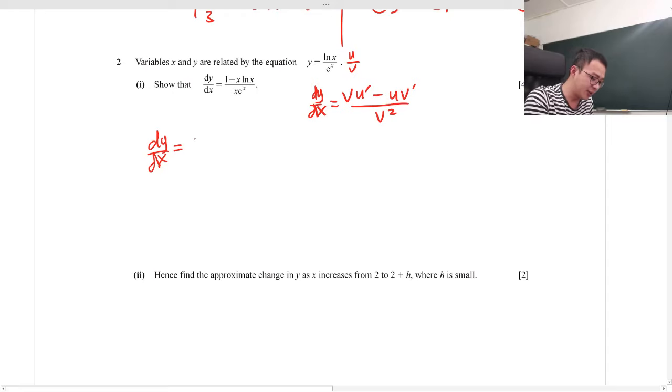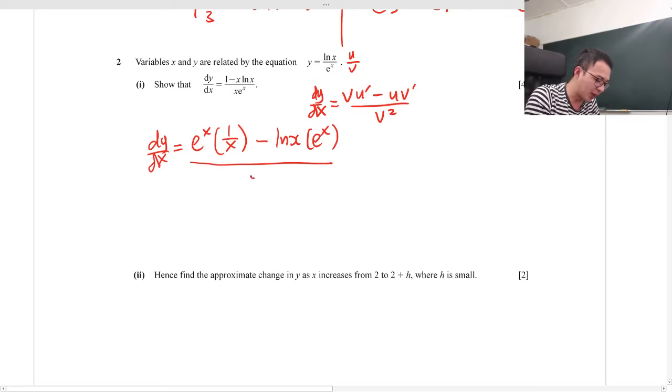So v is e^x. Oh my god, this is harder than I think because the bottom... no, which is correct. Okay, this is e^x. Yeah, because I thought we need to differentiate dy/dx. No, we just need to differentiate y, so it's not that bad. So copy the v, differentiate the u, so it's 1 over x. Differentiate ln x, you will get 1 over x, alright? So minus, copy the u, differentiate the e^x, you get back the e^x, over v squared, so it's e^2x. Or you prefer to write (e^x) squared, you can do that.